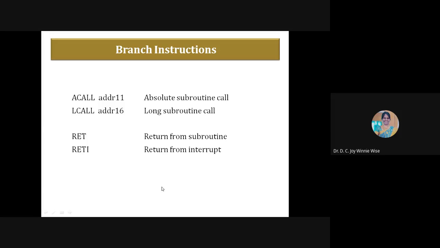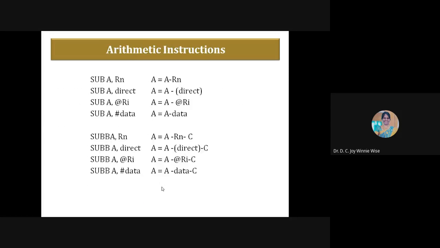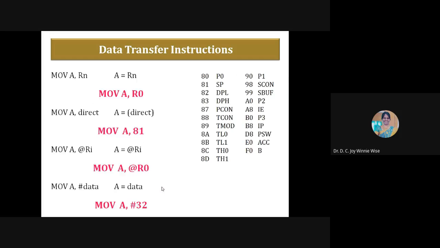So next one is the branch instruction. I think we can go for this in the next class. Let's have a review again for this.